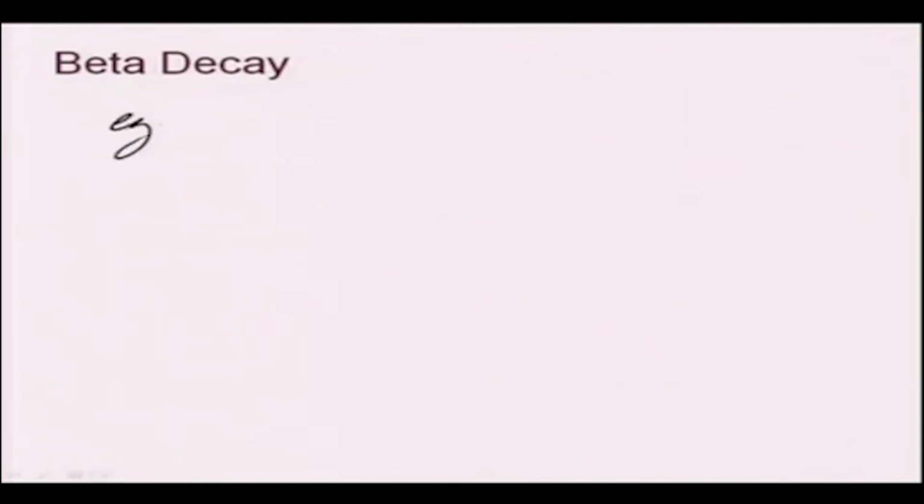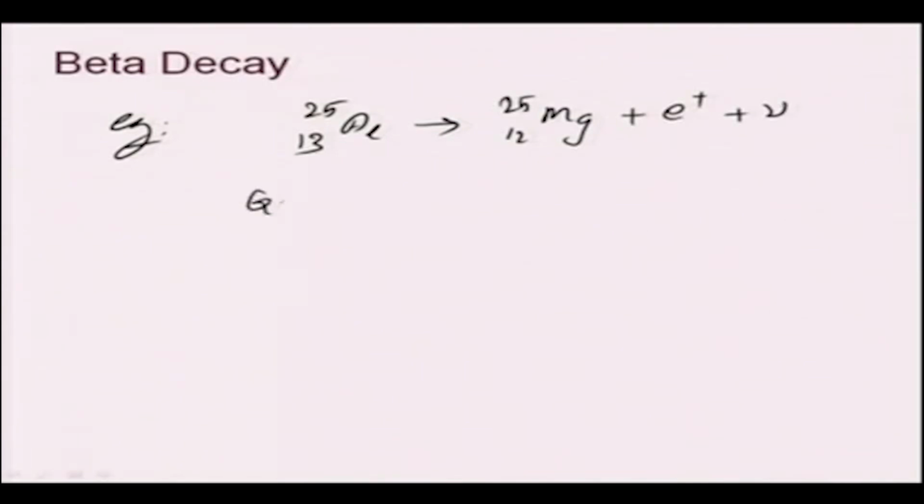Because here also the kinetic energy carried by the Y nucleus is very negligible. An example is aluminum having 13 protons and mass number 25. Let us take aluminum 25, it decays to magnesium 25 plus positron plus neutrino, and Q beta plus is (m Al minus m Mg minus 2 me)c² in terms of the atomic masses of aluminum and magnesium.